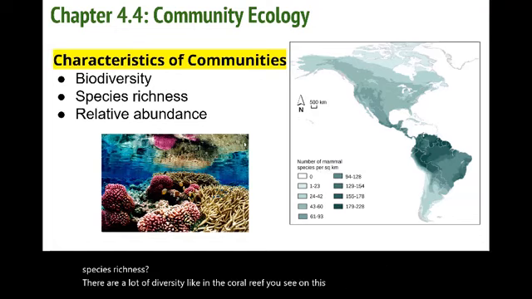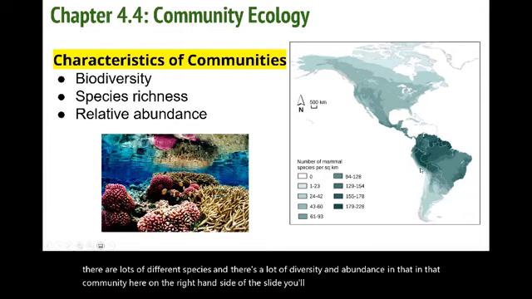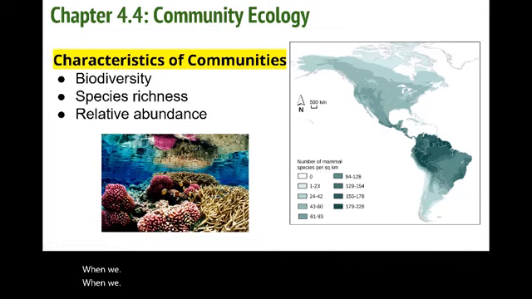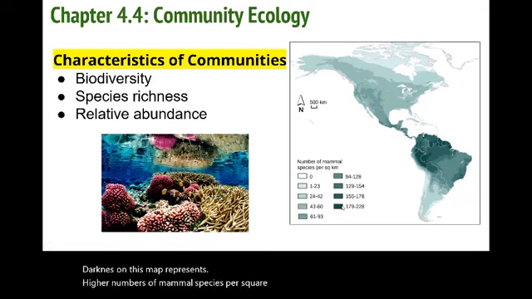You can imagine that there are lots of different species, and there's a lot of diversity and abundance in that community. Here on the right-hand side of the slide, you'll see a map where we're comparing North America to South America. When we compare the species diversity in South America to North America, what do we notice is the difference? South America looks a lot darker compared to North America. Darkness on this map represents higher numbers of mammal species per square mile or per square kilometer.